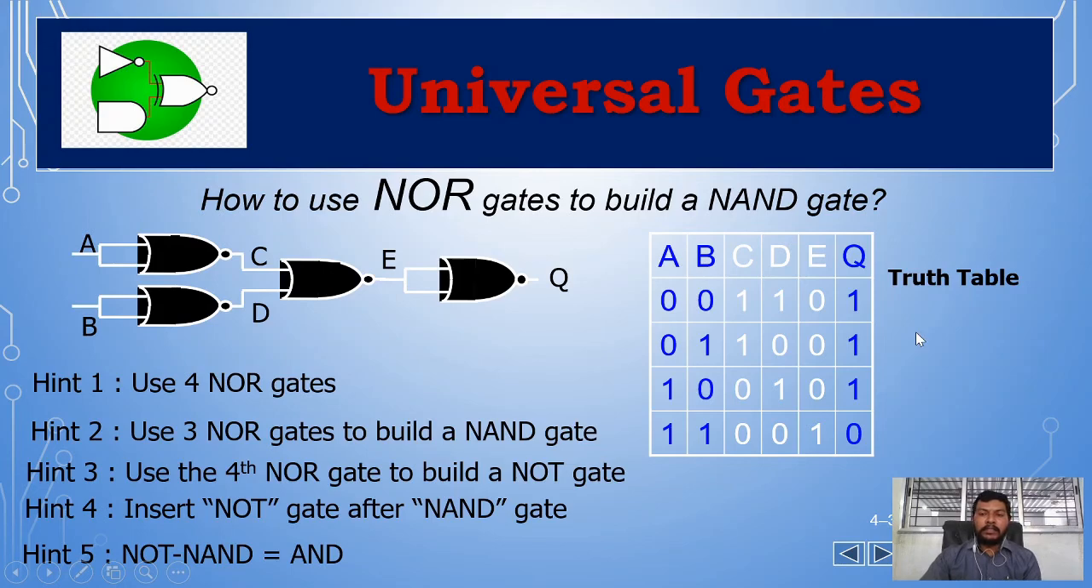So that is why all these gates, NAND and NOR, are called universal gates.